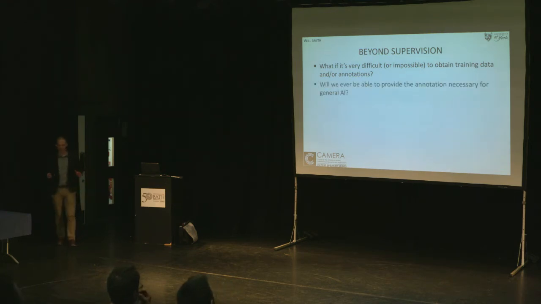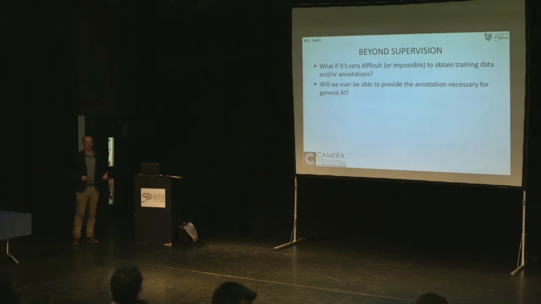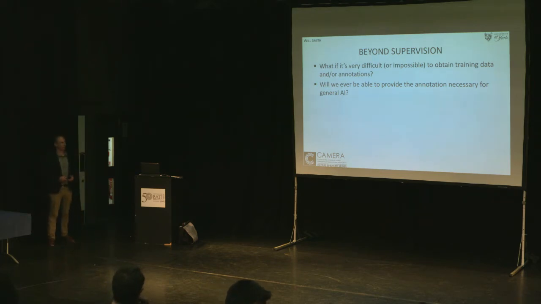And a bit more broadly, and I think this is what Yann LeCun was really talking about, is whether, even if we can, with sufficient effort, get the labels for a particular problem, will this ever really get us to general artificial intelligence? Will we ever be able to get the richness of data and annotation that we would need?